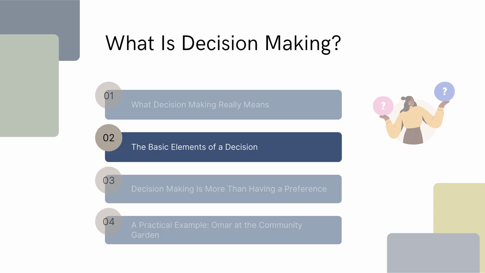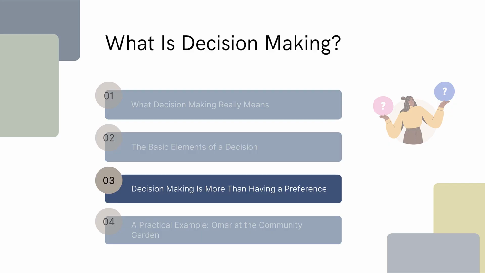Fifth, there are criteria or considerations. These are the factors used to compare the alternatives. Sixth, there are constraints. Time, money, information, rules, ability, and available resources may limit what is possible. Finally, there are consequences. Each alternative may produce different immediate and long-term effects. A selected action is the result of considering these elements, either carefully or automatically.